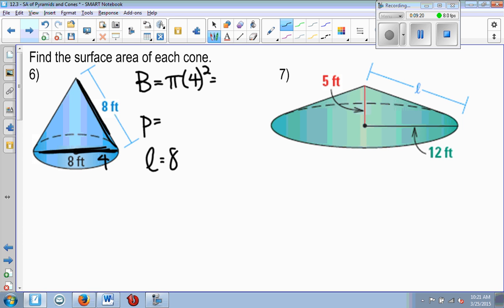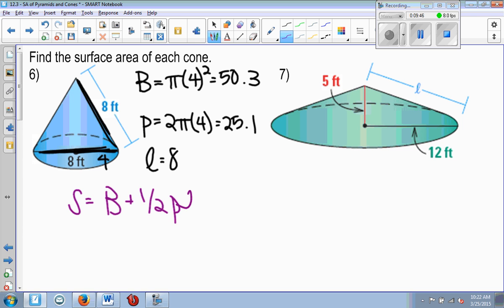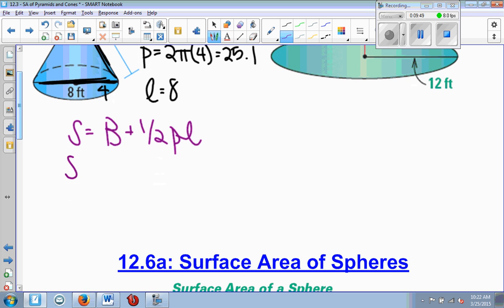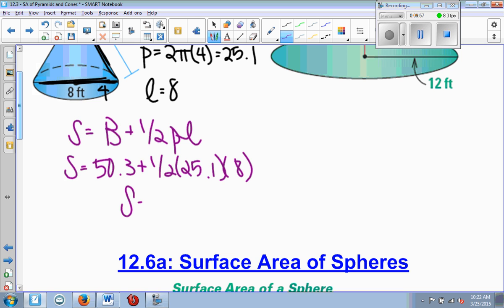And that's going to give me an area of 50.3. To do the perimeter, you do 2 pi r, so 2 pi times 4. Doing that's going to give me a perimeter of 25.1. And we already identified that the slant height was that slanted piece, 8 on the outside. So plugging everything into my formula, B plus 1/2 PL, we are going to say 50.3 plus 1/2 times 25.1 times 8. Once everything's plugged in, it's all calculator.